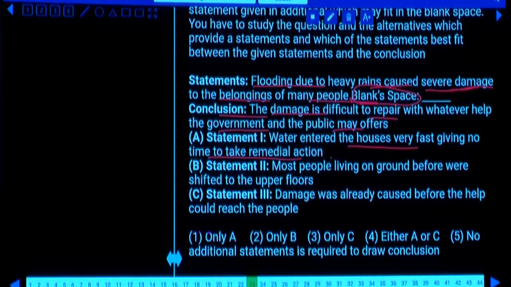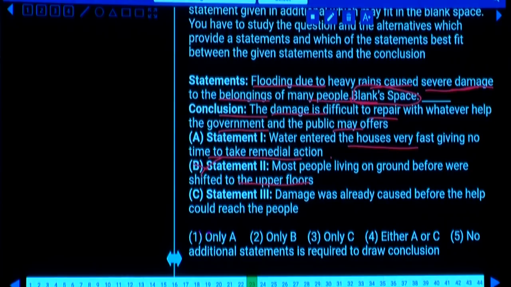Then whatever the second one here, most people living on the ground floor before were shifted to the upper floors. Now, is there anything about destruction regarding this one? No. Hence one. Second one, statement 2 cannot be fixed at that place. Third one, damage was already caused before the help could reach the people. How much damage it caused? Is there any information regarding that?